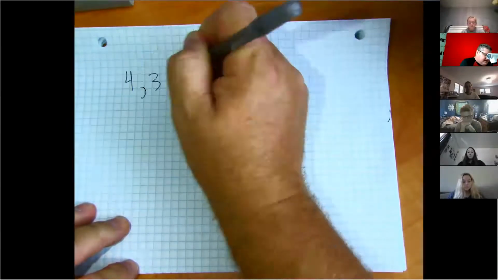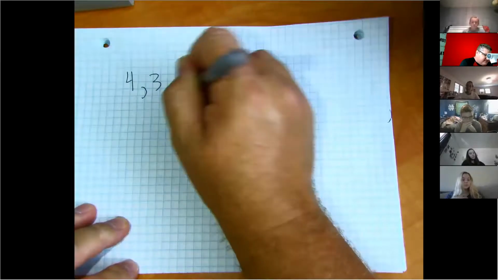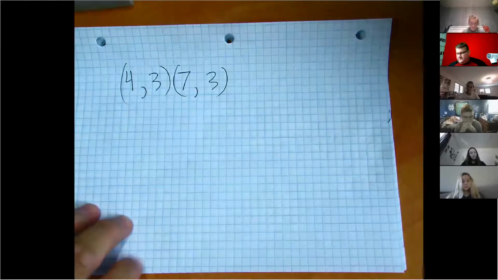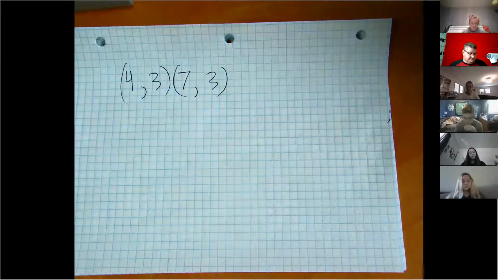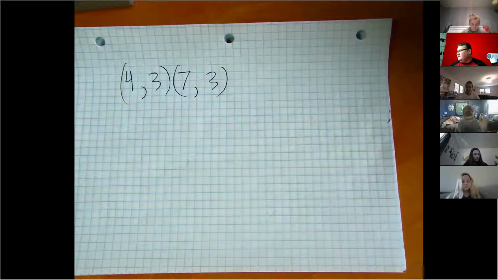4 minus 3 and 7 minus 3. Find the slope. Go. I'm stupid. I said 4 minus 3. It's 4 comma 3, 7 comma 3. Dummy. See? I told you. Everybody makes mistakes on this stuff.